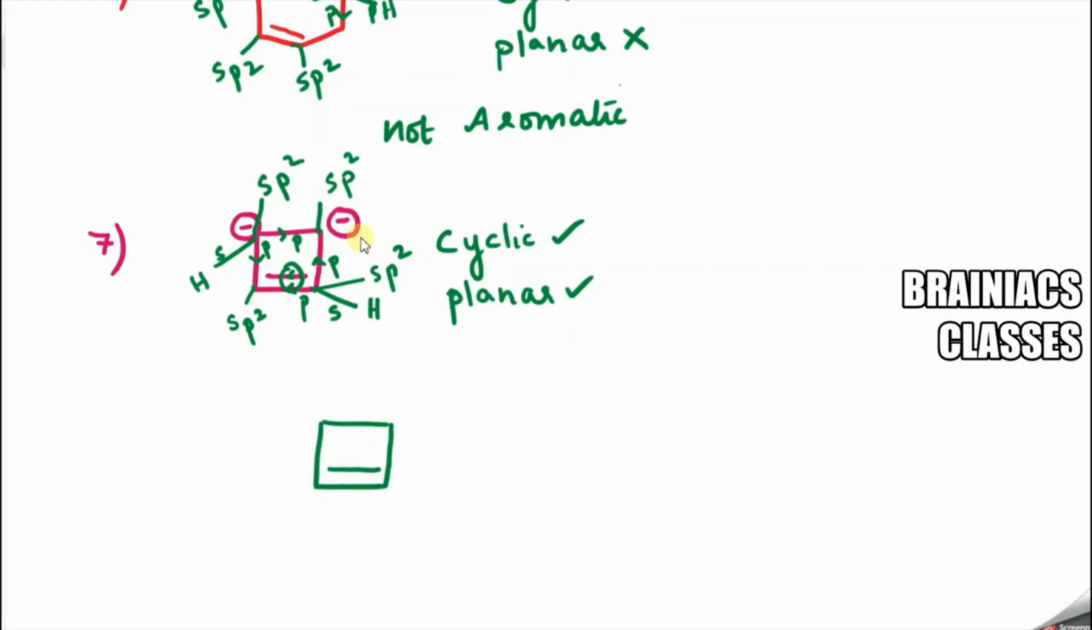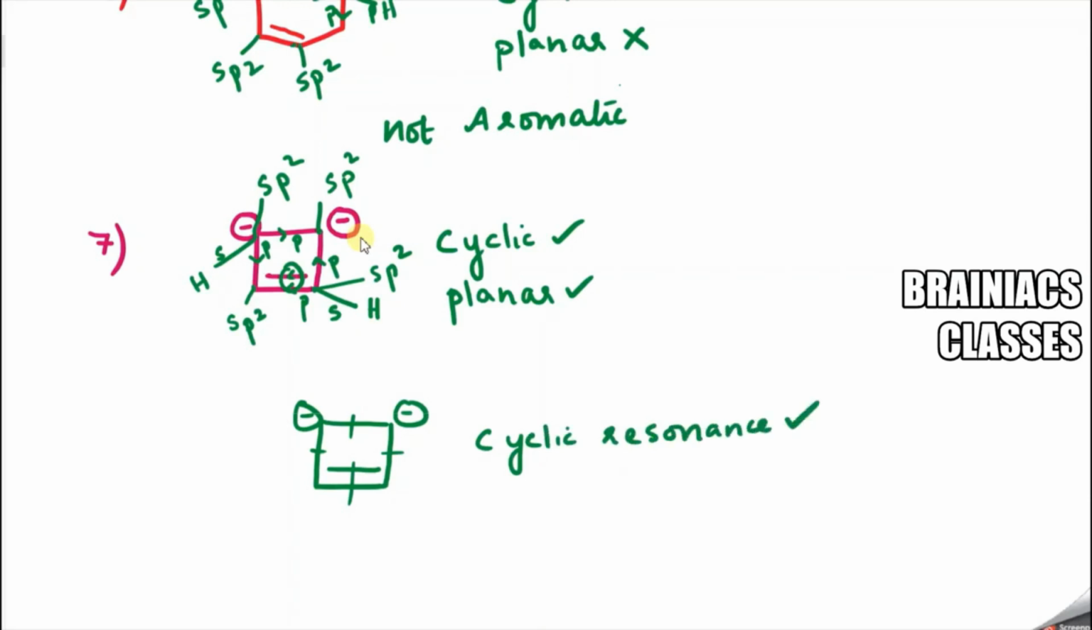Okay. So if you see here, check whether cyclic resonance is present. Double bond, single bond, minus charge, single bond, minus charge, single bond, double bond, single bond, minus charge, single bond, minus charge, single bond, double bond. So you can see single bond is in conjugation or alternating with either double bond or negative charge. So that means cyclic resonance is present.